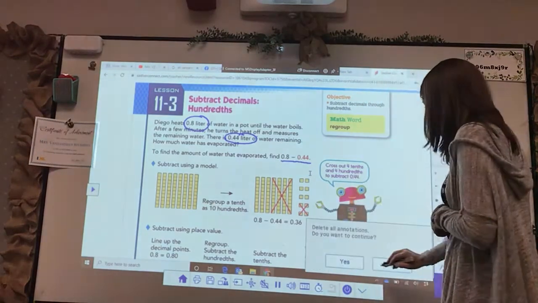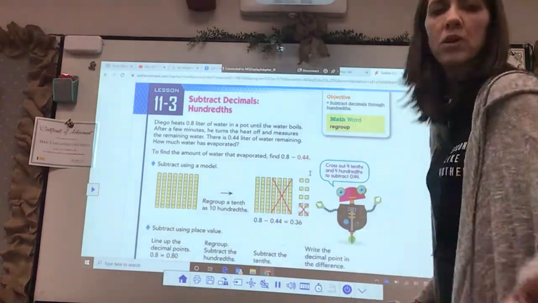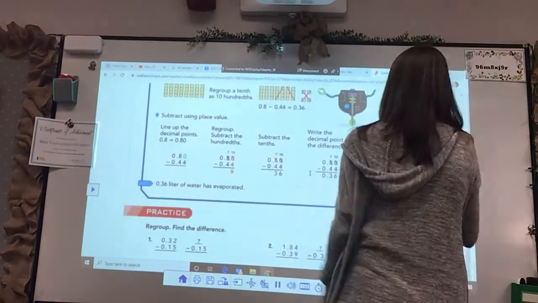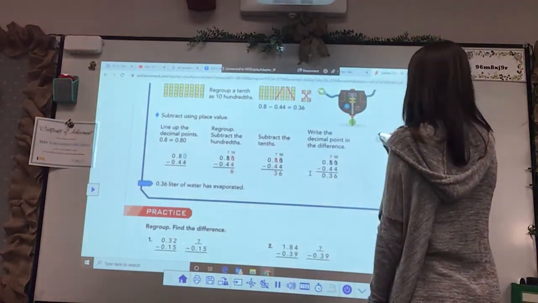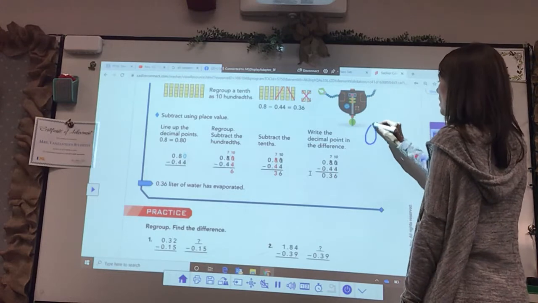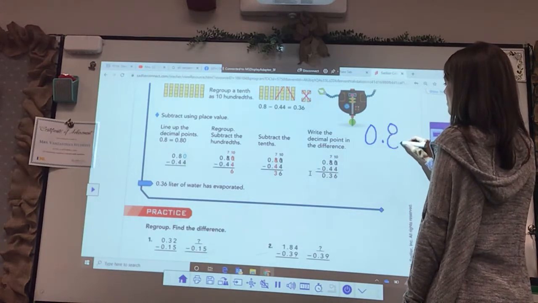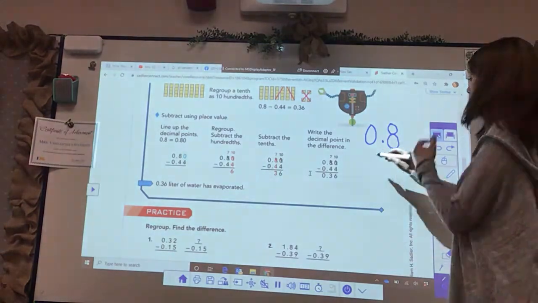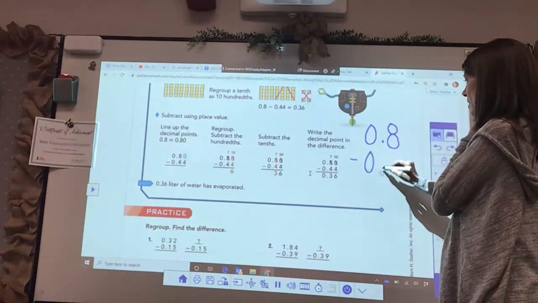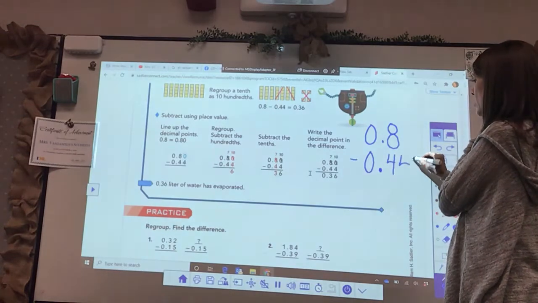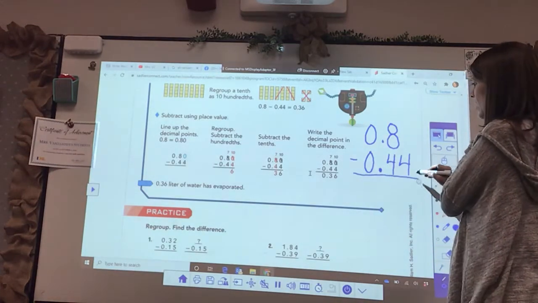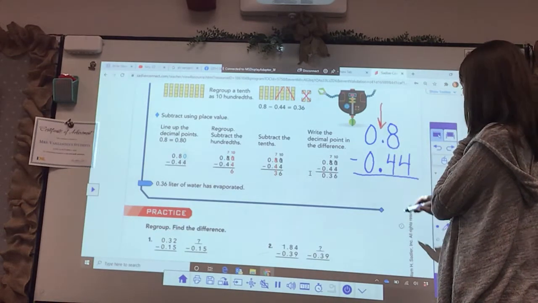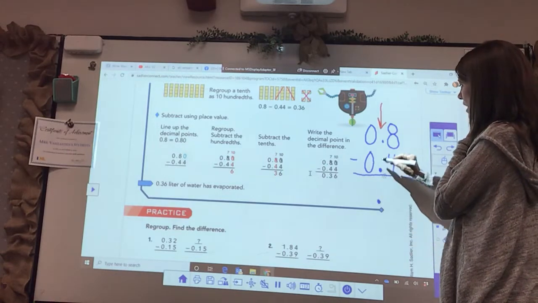All right, so let's actually do that. We're gonna skip down and actually compute it rather than using our blocks. So we have 8/10 minus 44 hundredths. Again, look here, very important, these are lined up. You can bring the decimal right down to the answer.